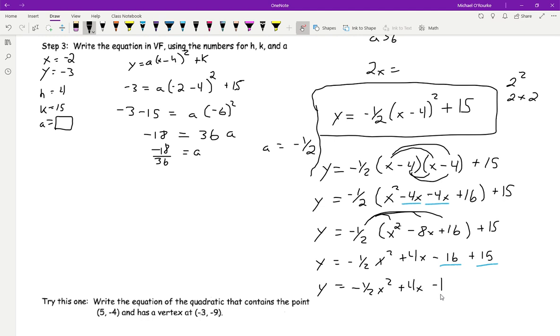And there's my simplified formula. Okay? So that's something I could ask you to do from there.